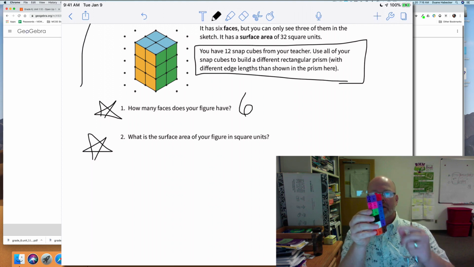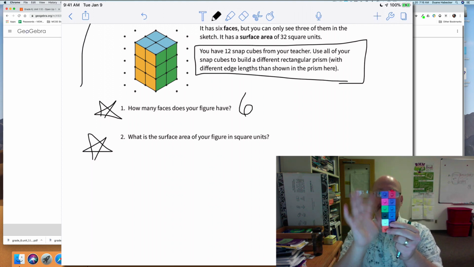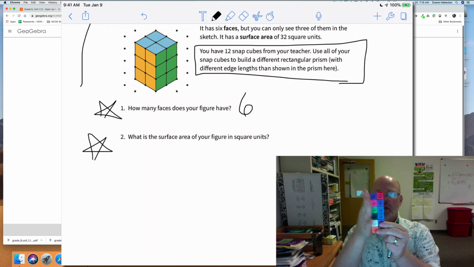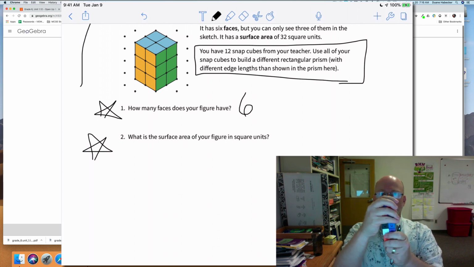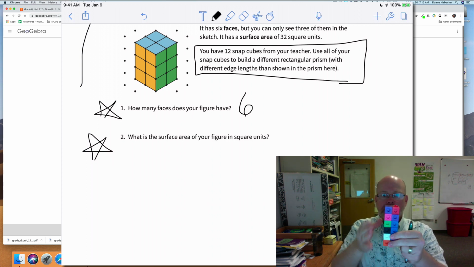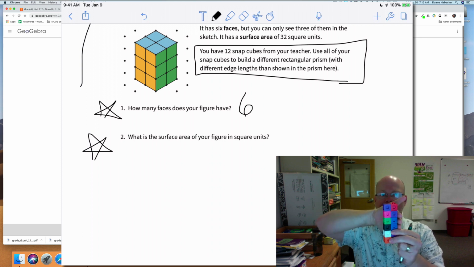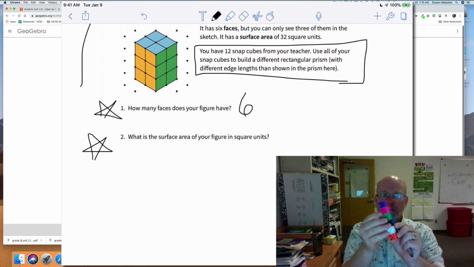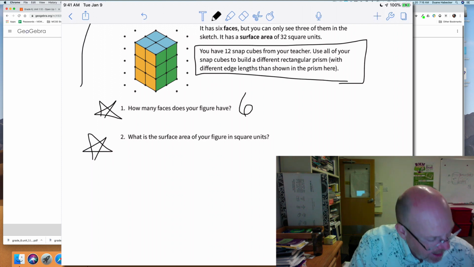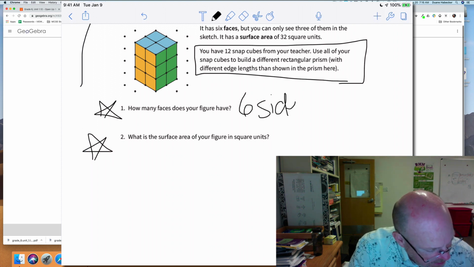How do we know it's got 6? It's got a front and a back, and then it's got a side and another side, and then it's got a top and a bottom. So front and back, side to side, top and bottom. All right, there's our 6 sides that it has. So I'm going to write that down here, 6 sides.